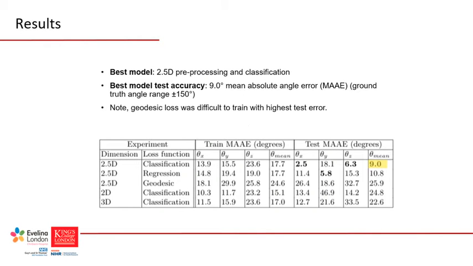The best performance was achieved using 2.5D pre-processing and classifying discrete integer angles with cross-entropy loss. This deep learning model achieved a 9-degree mean absolute angle error on the test set, with a ground truth initial angle range of between minus to plus 150 degrees.